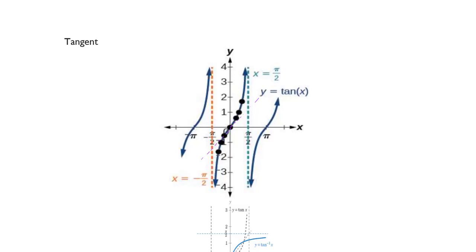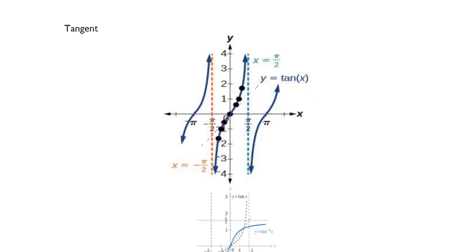Welcome back to part 6. In this video on inverse functions, we're going to look at the tangent function. Recall that a tangent function has a period of negative pi over 2 to pi over 2.